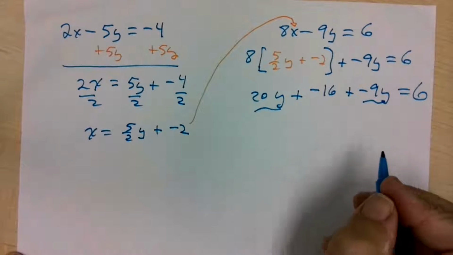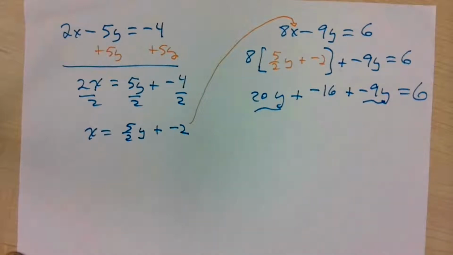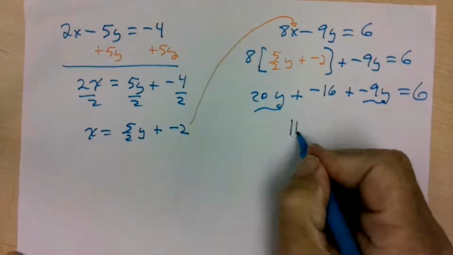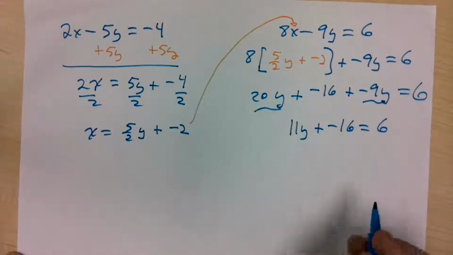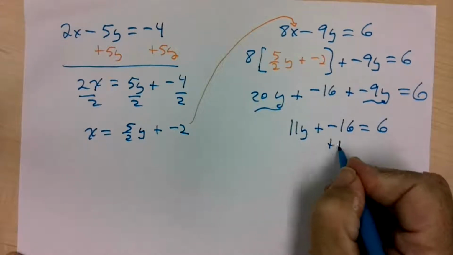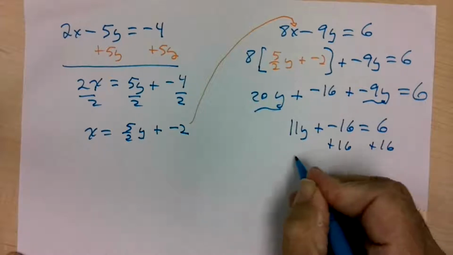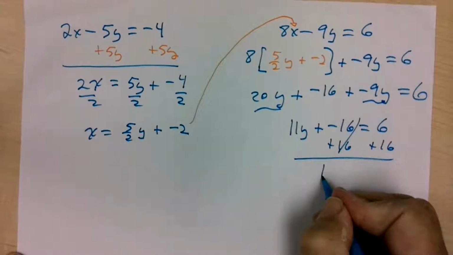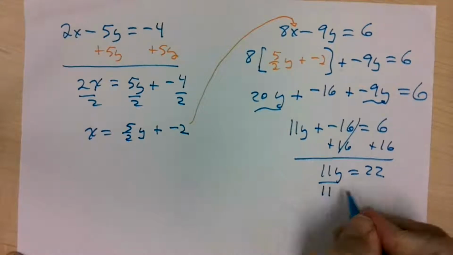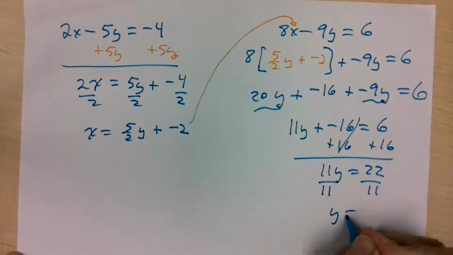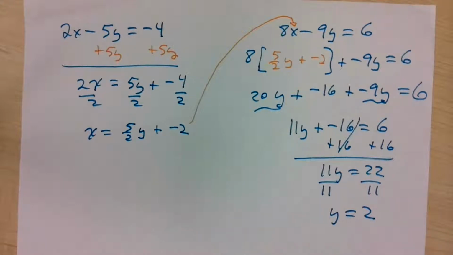20y minus 9y would be 11y, plus negative 16 is 6. We'll add 16 to both sides. And we get 11y is 22. Divide by 11, and we get y is 2.